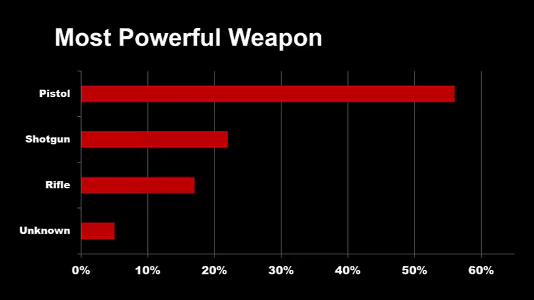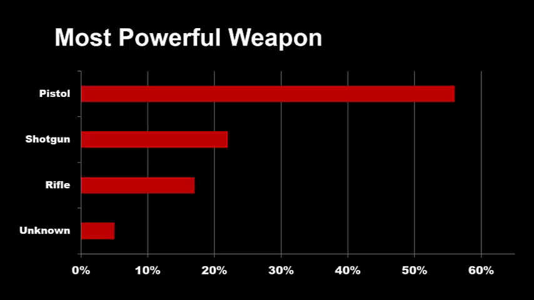Shooters used a variety of weapons during their attacks. These can be disaggregated into 3 categories of most powerful weapon used, with pistols being the least powerful and rifles being the most. As seen in the graphic, pistols were the most powerful weapon used in a majority of the attacks. Sometimes, shooters had multiple weapons.